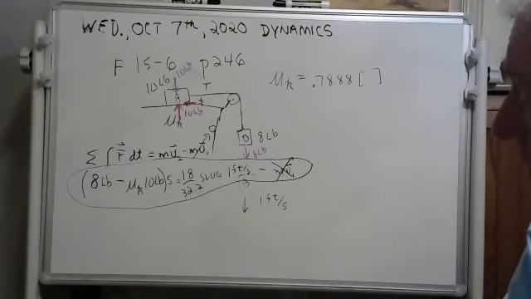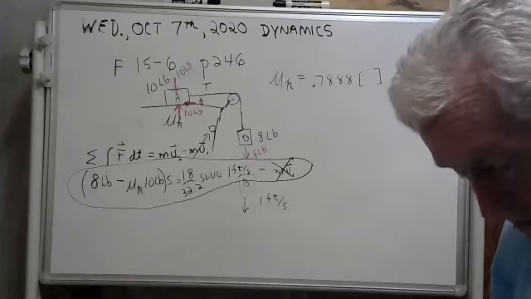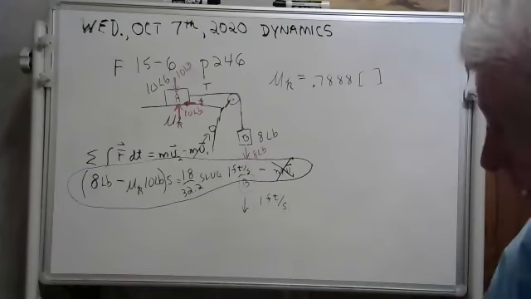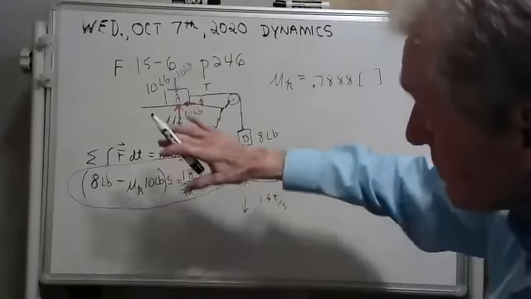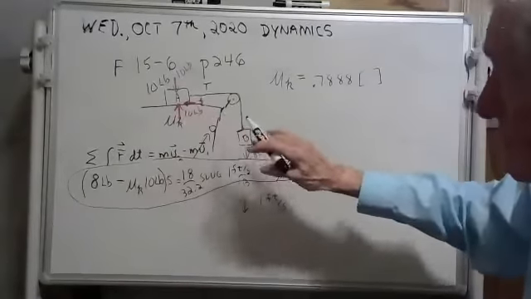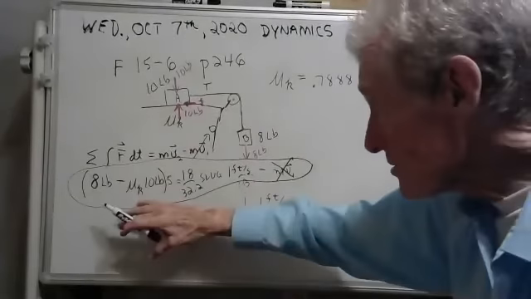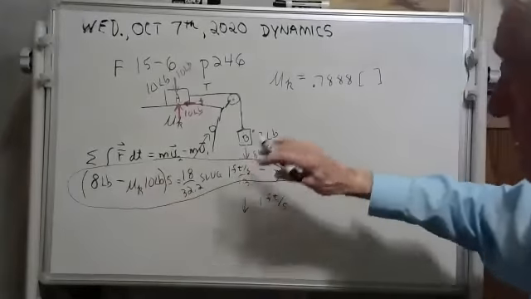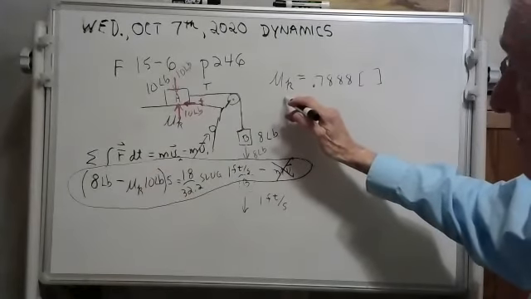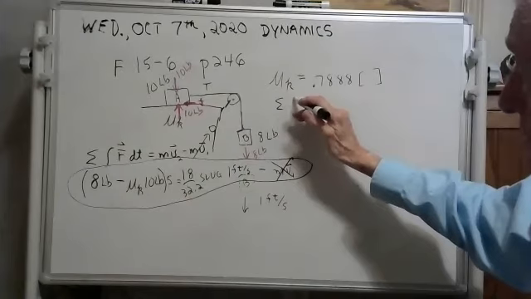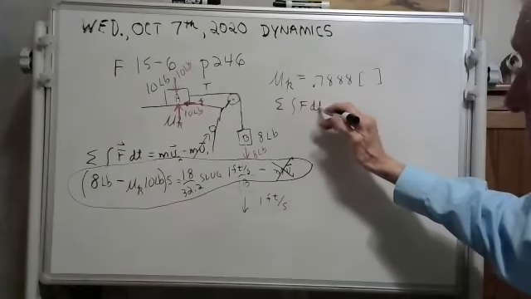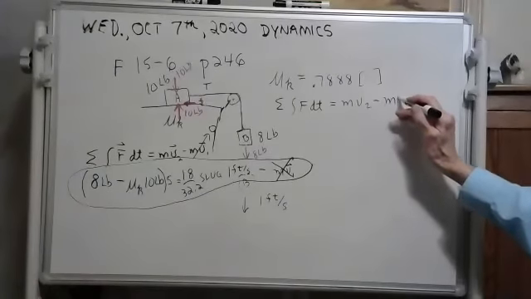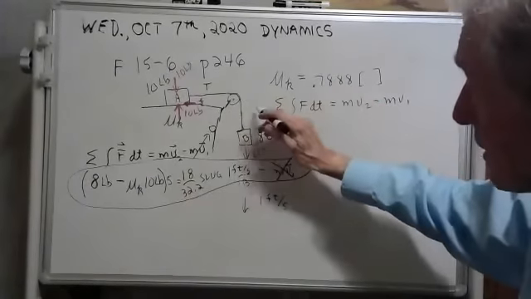Okay, well, we got that. Let's see what else we're supposed to find here. Determine, oh, we need the tension. Okay. Well, why don't we just look at one body at a time? Again, you can still use this same equation here. Let's do it. We're going to do the sum of the forces, or sum of the impulses, but we're just going to do it on body A.